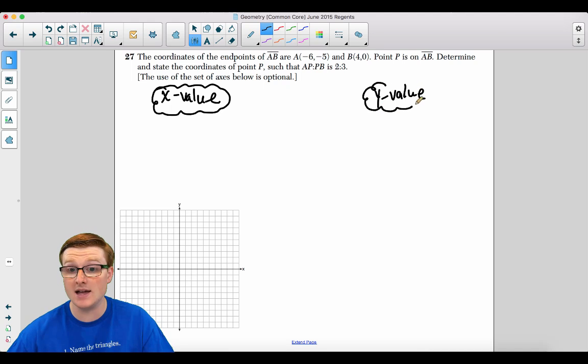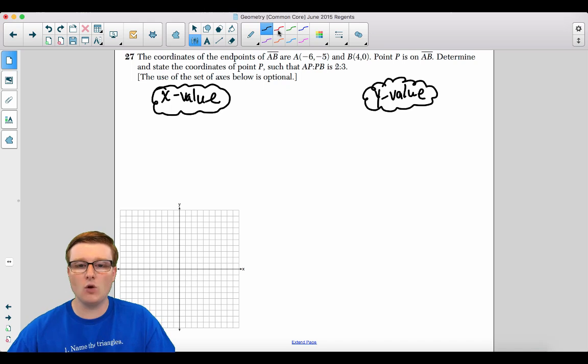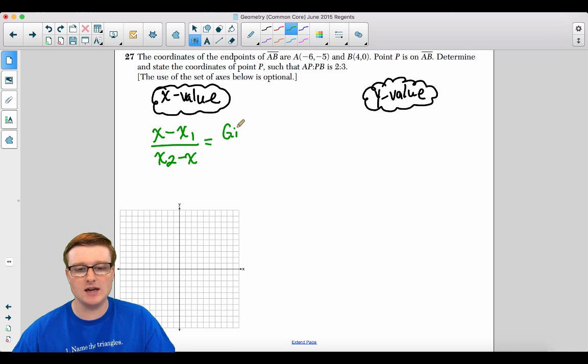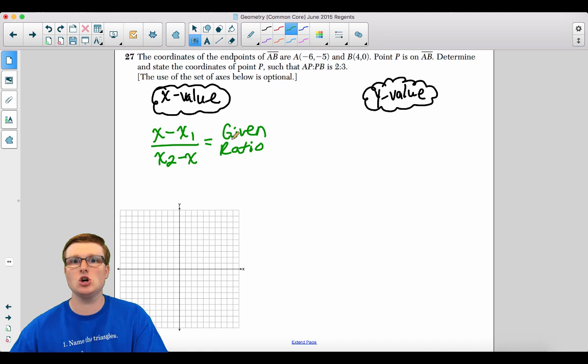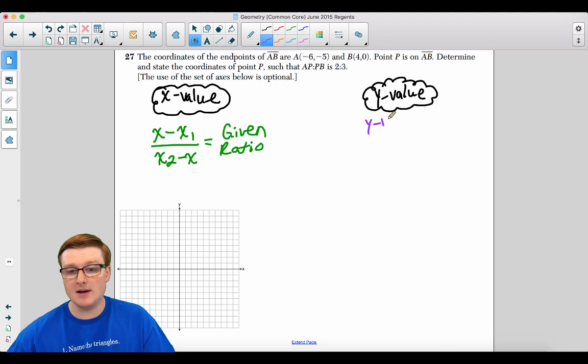I'm going to show you my way, and then I'm going to show you how to do it on the graph. Okay? So the formula that you need to know or memorize is x minus x1 over x2 minus x is equal to the given ratio. What this formula does is it will generate your x value of point P. And we have y minus y1 over y2 minus y is equal to the given ratio.